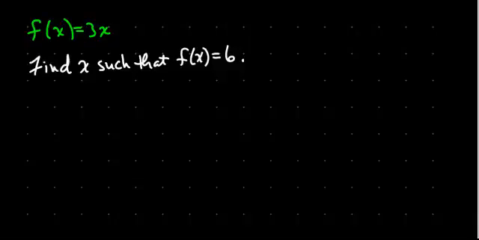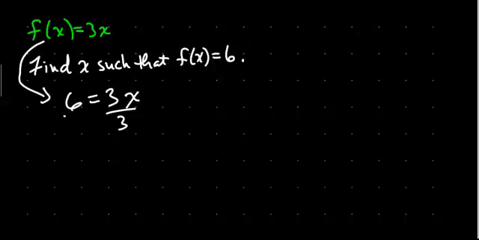So here we have f of x equals 3x. We want to find x such that f of x equals 6. So we need to set f of x equal to 6. So here where there's an f of x, let's set it equal to 6. So we get 6 equals 3x. Okay? Divide both sides by 3.